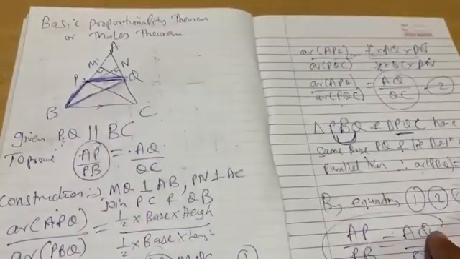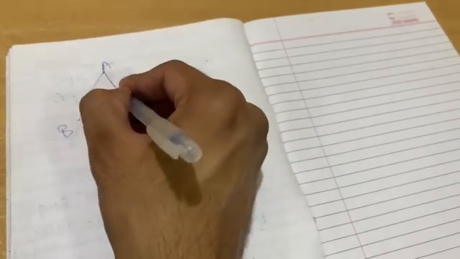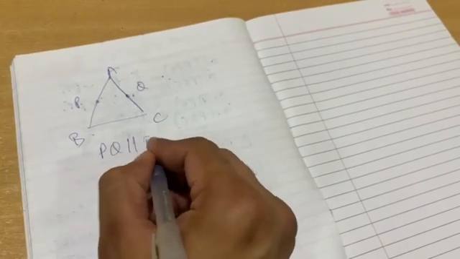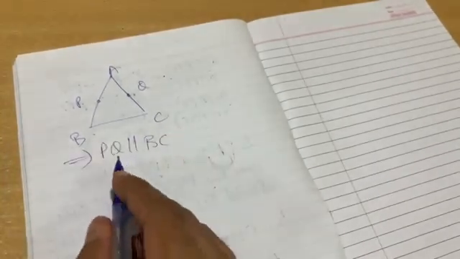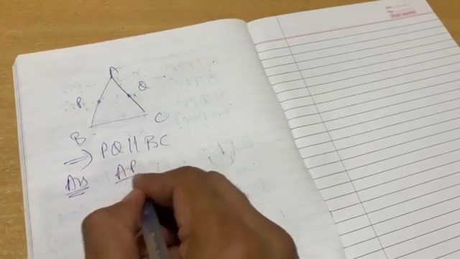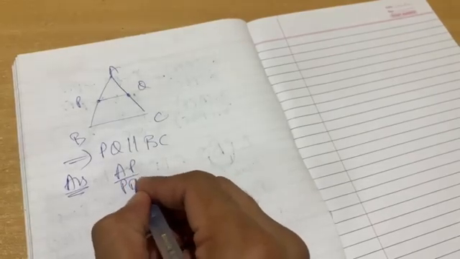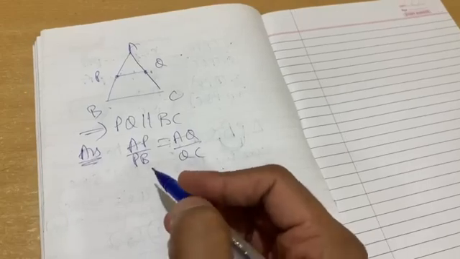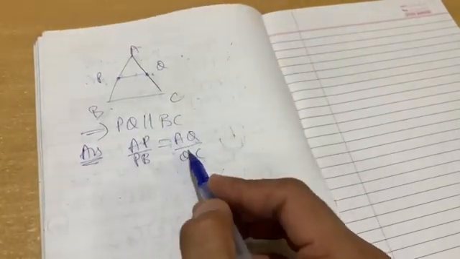Okay, and there is also a BPT theorem corollary. Corollary means that with the help of this theorem, a few more statements are also proved. For example, what is the BPT theorem? If PQ is parallel to BC, then our answer is AP upon PB will be equal to AQ upon QC. This is what we have learned in the BPT theorem. If this is parallel, then this will be proportional: AP upon PB will be AQ upon QC.